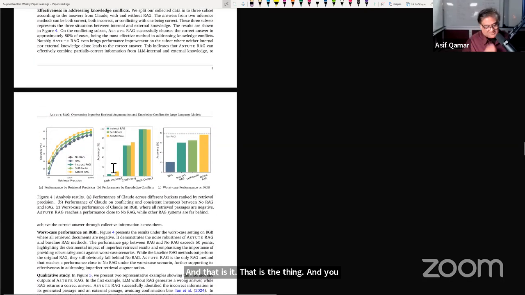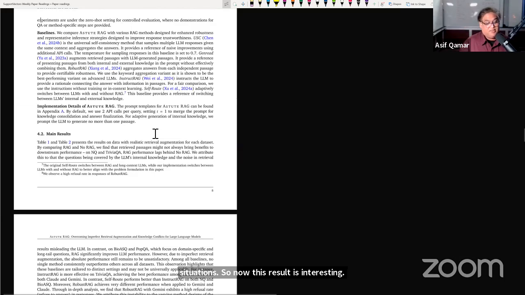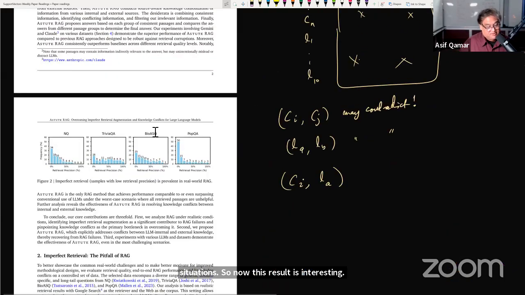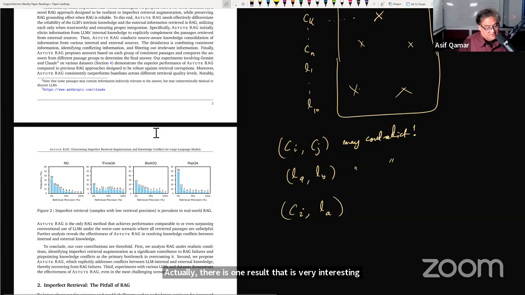So now this result is interesting. Actually, there is one result that is very interesting that I should have covered. One of the things that you notice is retrieval precision. What is precision? Your search engine, let's say that you get 10 results, how many of the results actually are relevant to answering the question? Or are they just irrelevant facts? That is a relevancy problem. There's a precision problem, right?